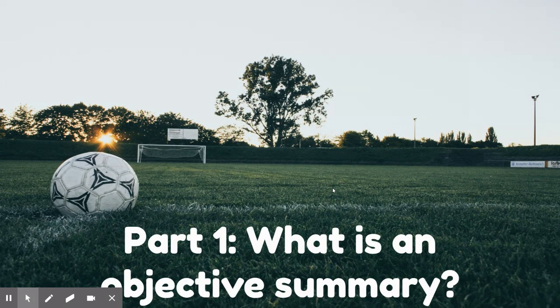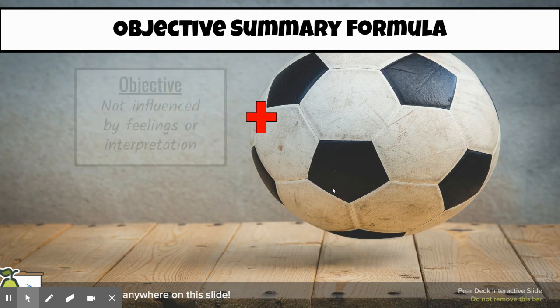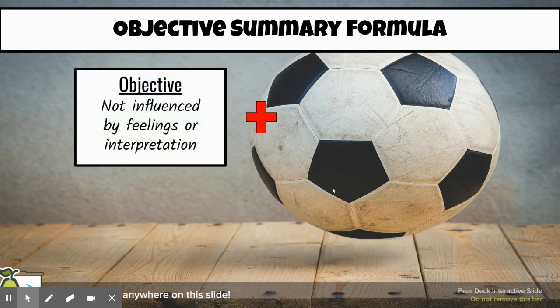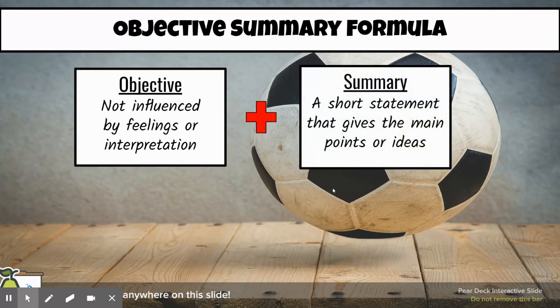So what is an objective summary? First, objective means not influenced by feelings or interpretation. Normally when we say our today's objective is, you tell me your goals. But in this case, words have different meanings, and in this case, it is no opinions. Okay, so remember, objective, no opinions. A summary is just a short statement that gives the main points or the ideas.